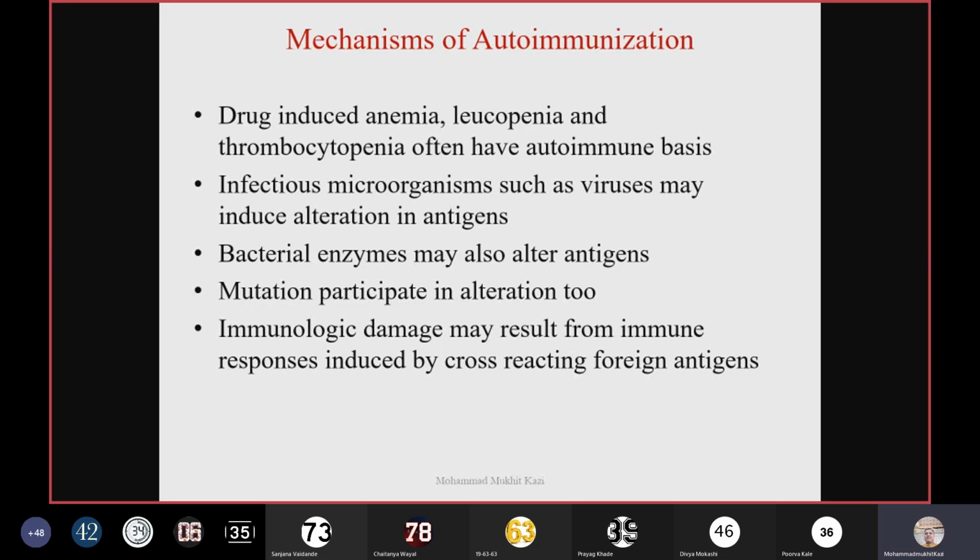Immunological damage may result from immune responses induced by cross-reacting foreign antigens. There are certain organs or tissues which have the same antigenic structure as bacteria or viruses. After repeated infection with these bacteria and viruses, our immune cells will recognize our own cells as belonging to that bacteria or virus, and they start damaging our own tissue or organ. This is because of the cross reaction in the antigens.